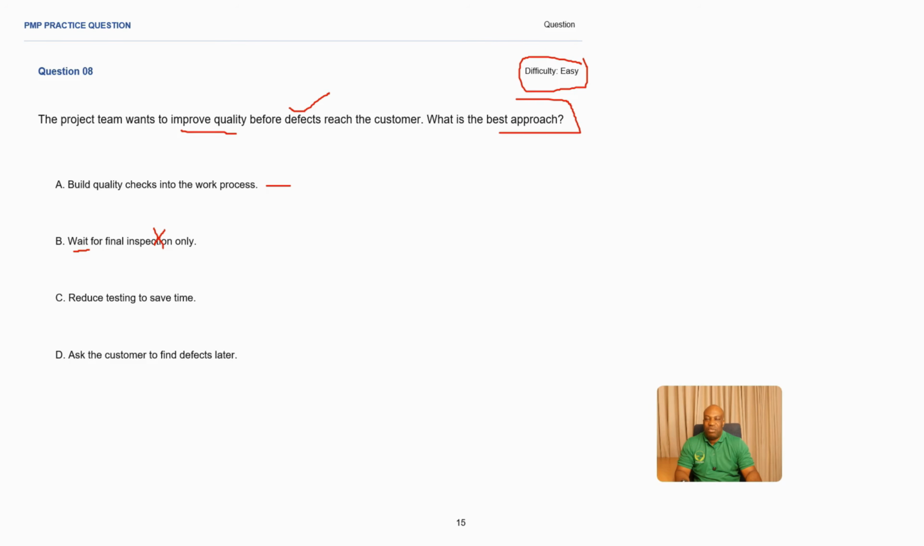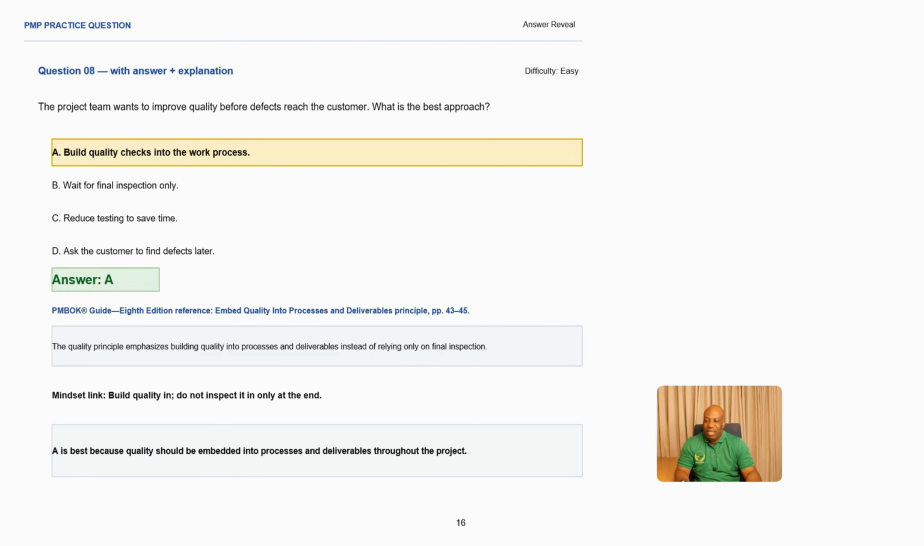Then C, reduce testing to save time. You want to improve quality. So the moment you reduce testing, most likely you're also going to affect quality negatively. So we are going to eliminate this answer. Ask the customer to find the defects later. You don't ask the customer to find the defects. You need to correct the defects before they actually reach the customer. So making A the best answer in this process.